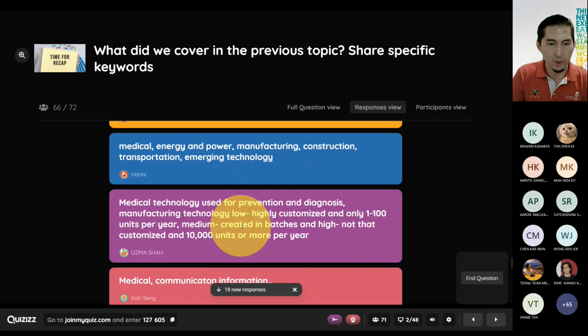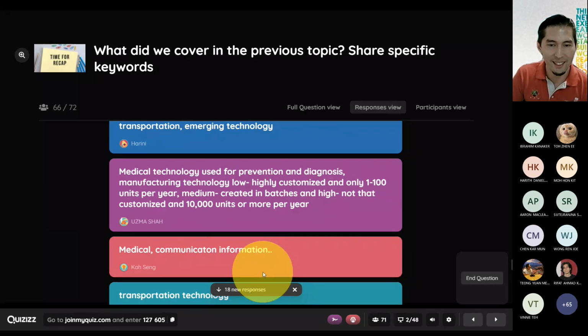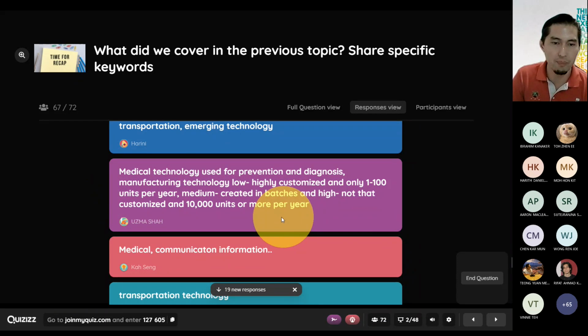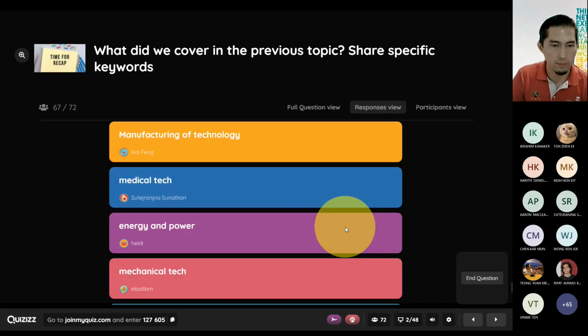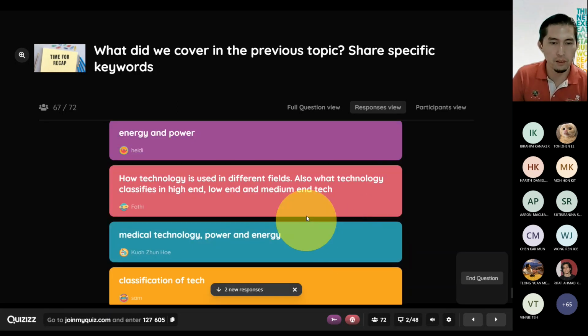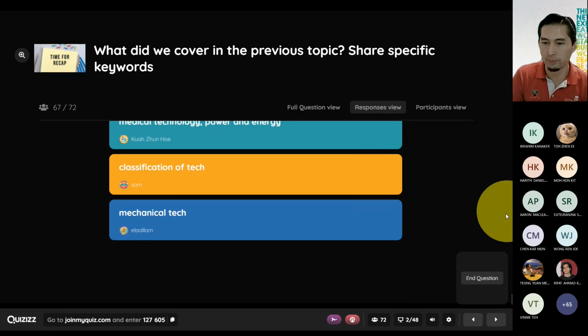All right, okay. So towards the end, at least I see some of you highlighting some of the areas. Oh wow, I'm not sure if Uzma got this and copied and pasted this from somewhere, but still fine because this is what we covered as well across high, medium, and also low batch of technology. Yeah. Okay. All right. Awesome. Different fields. Okay, we're good to go.